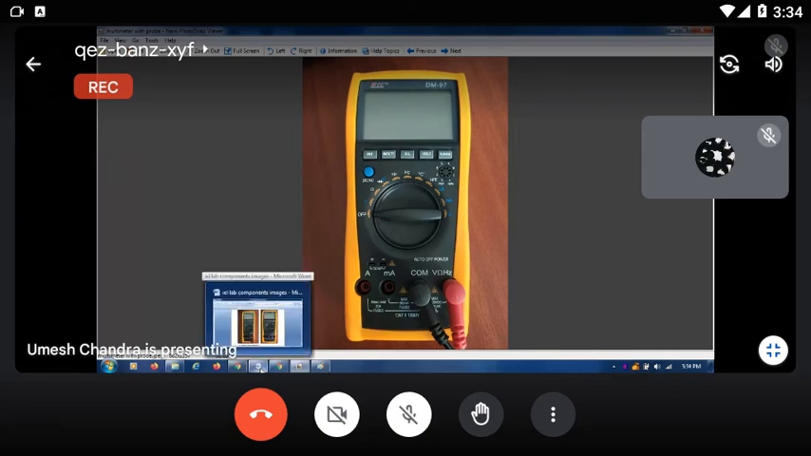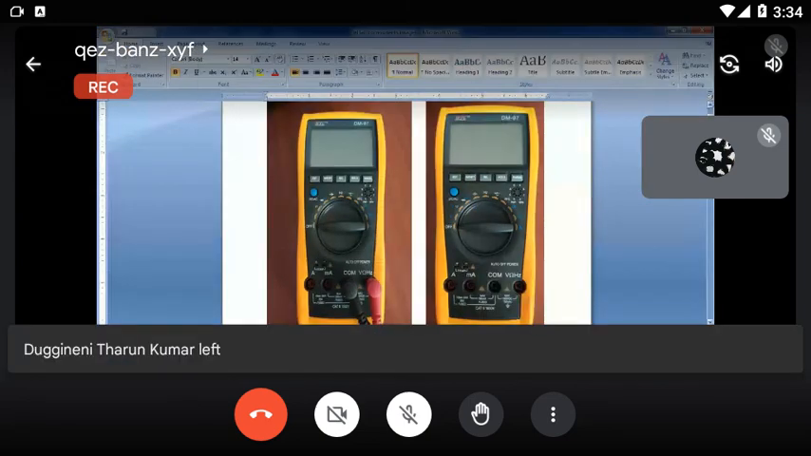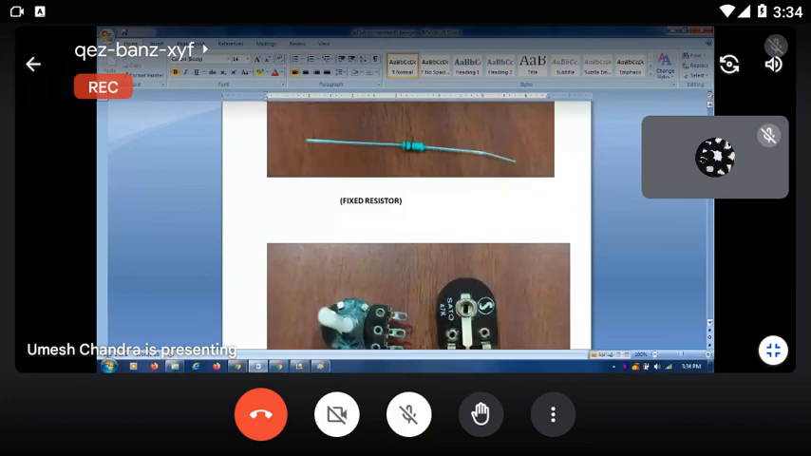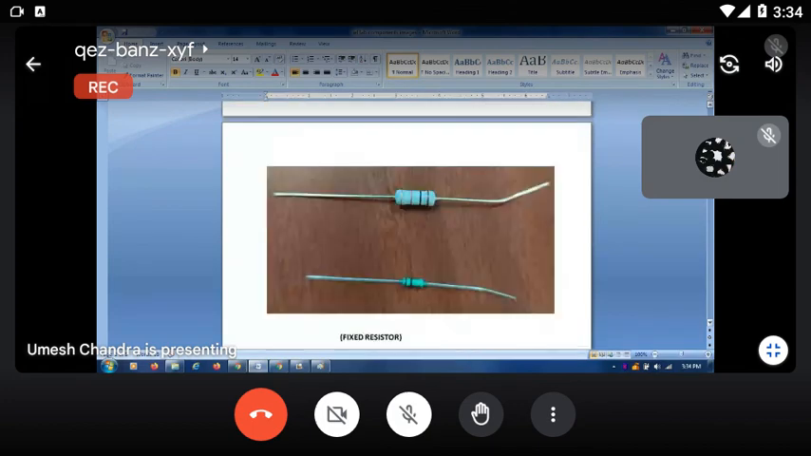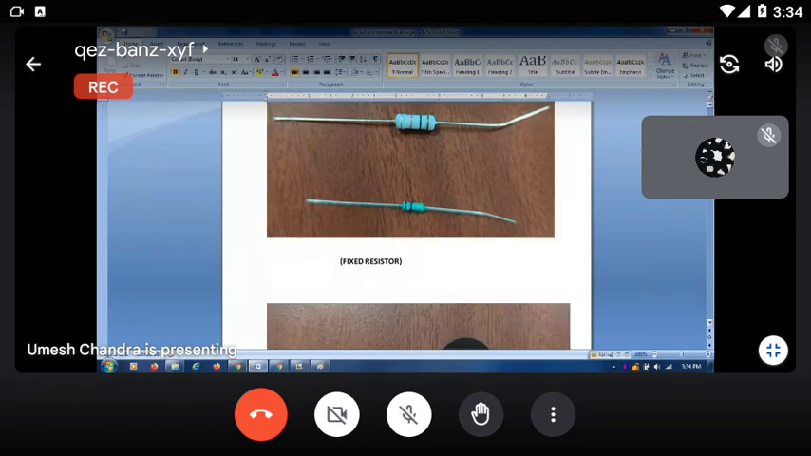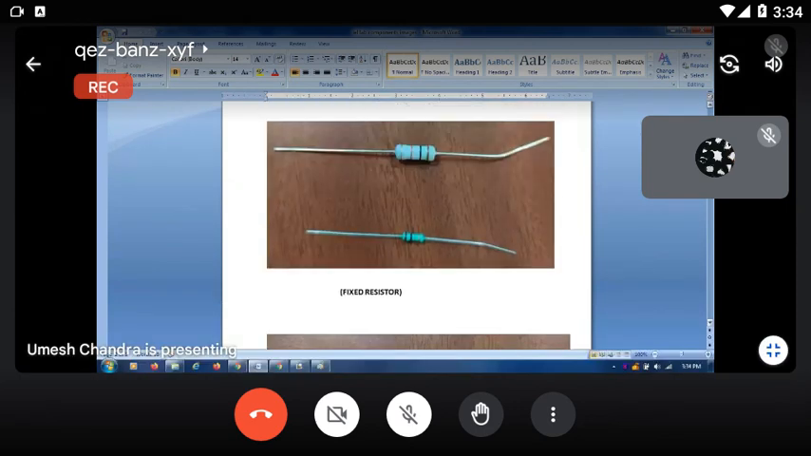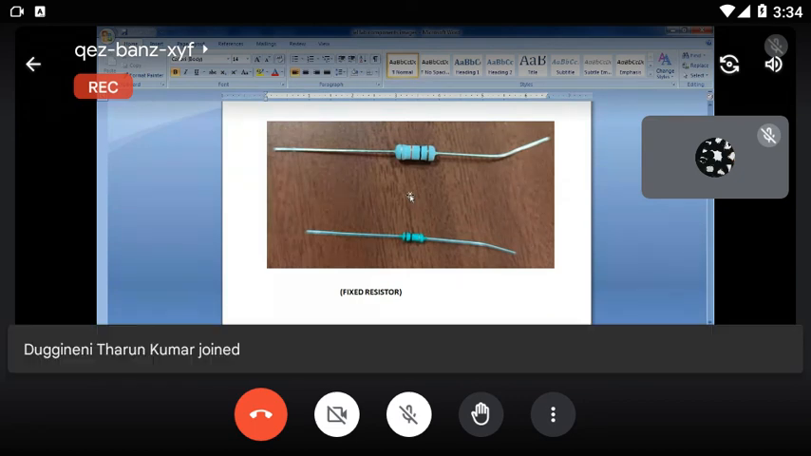Okay, then we start the components. First, you see the resistor. Resistors are of two types. One is fixed resistor, another is variable resistor. Fixed resistor means the resistance value will always be fixed, no change or no variation. But variable resistance means you vary the resistance value. Here there are two resistors, fixed resistors, and this fixed resistor is known as carbon resistor.